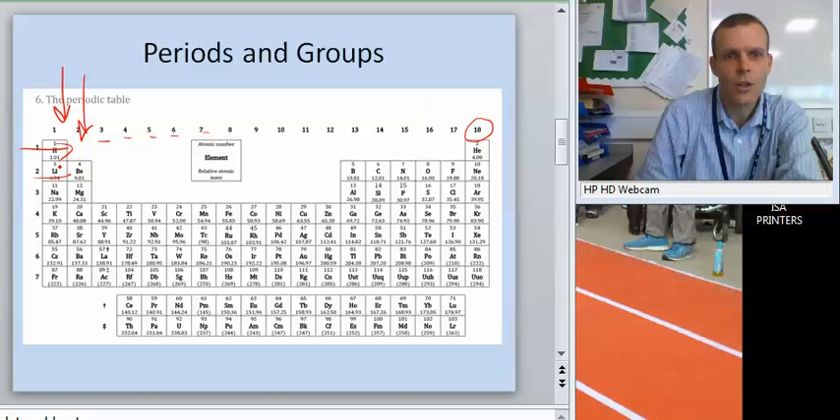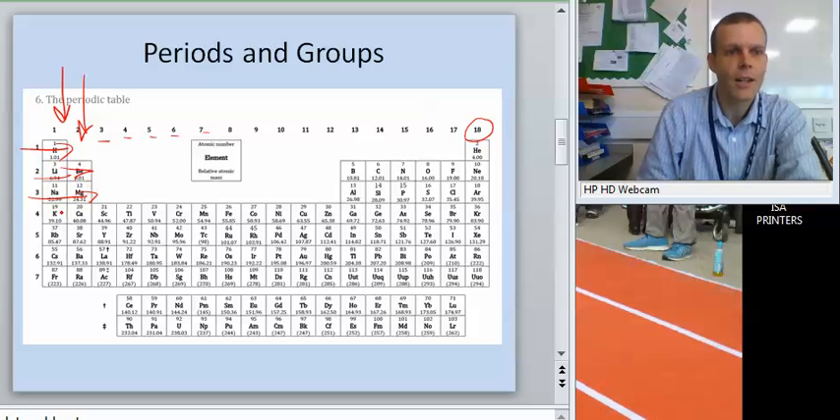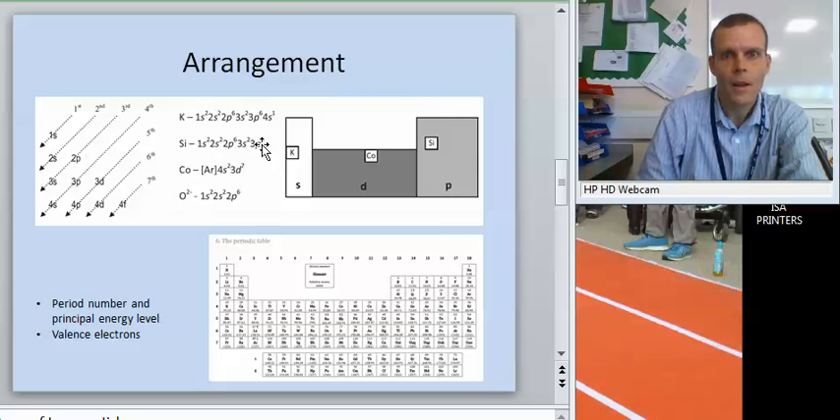Periods run horizontally, group 1, 2. Very often people, if they look at some periodic tables in their chemistry labs, they'll forget to include hydrogen, helium as a period, so just be careful of that. That's period 1. So periods across the way, groups are down the way.